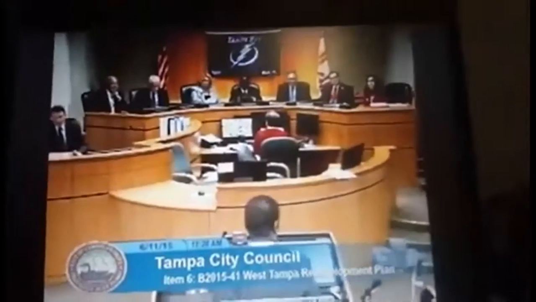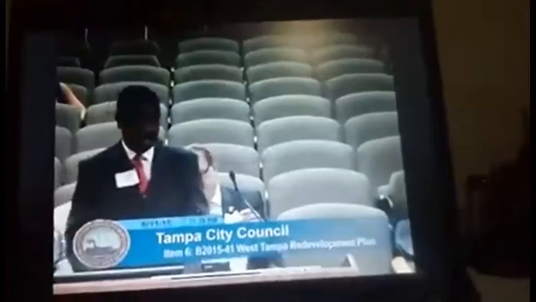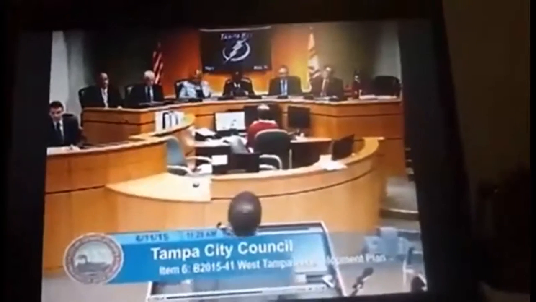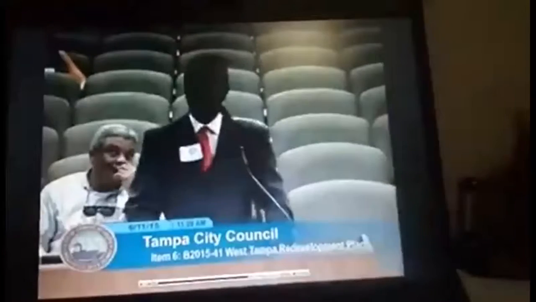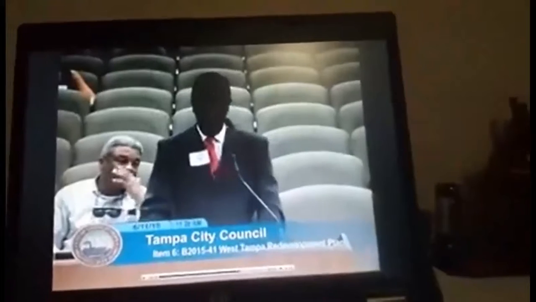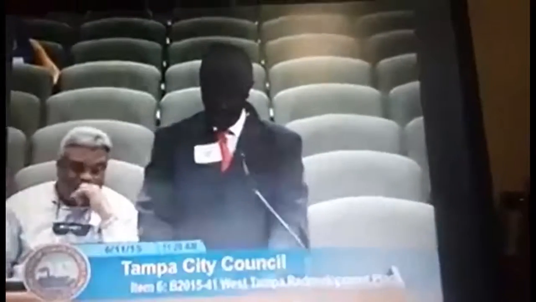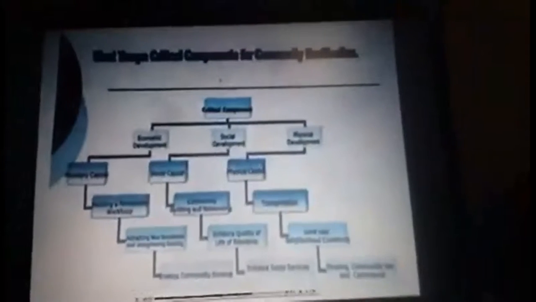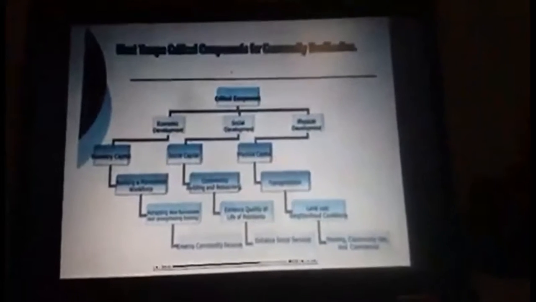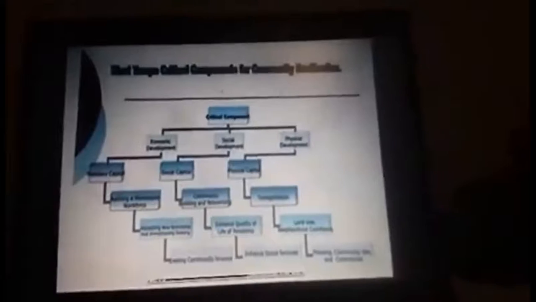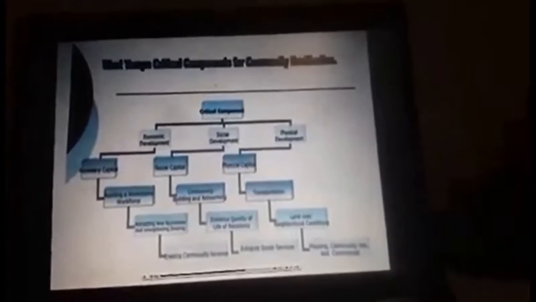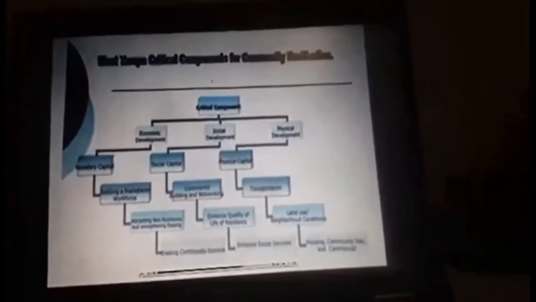Again, my name is Michael Randolph, and I'm with the West Tampa Community Development Corporation. I serve as the Economic Development Director there. And back to the CDC's plan. I want to talk about how we fund this particular CRA as well as the CDC's strategic plan. And I want to talk about three components.